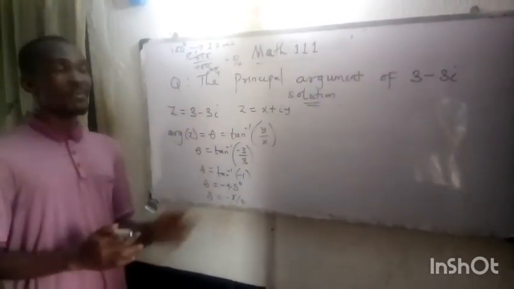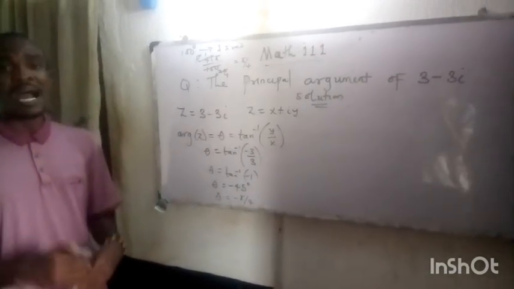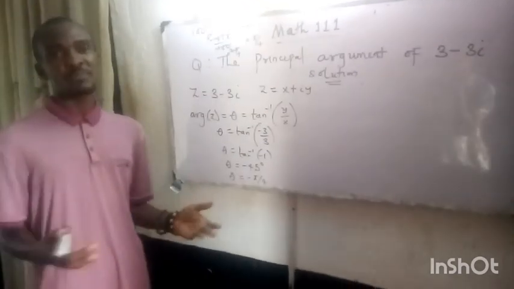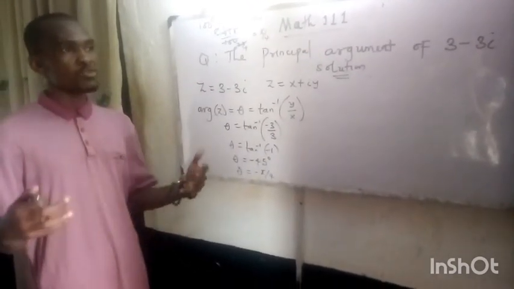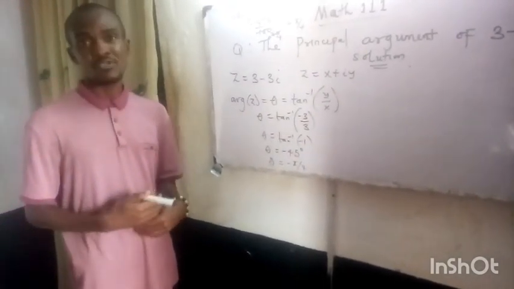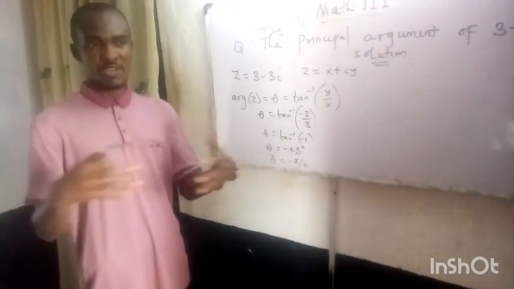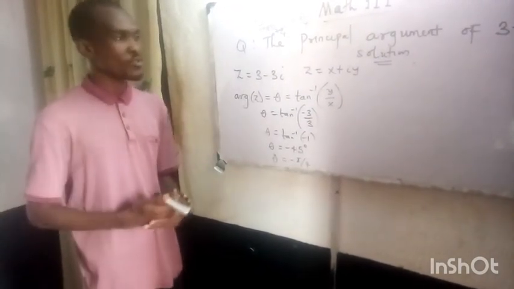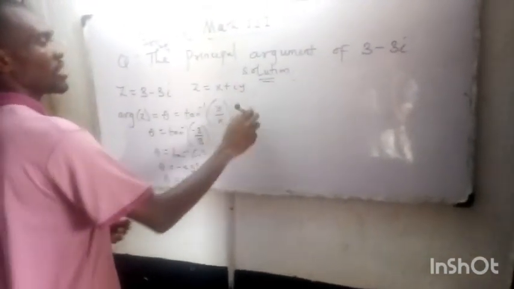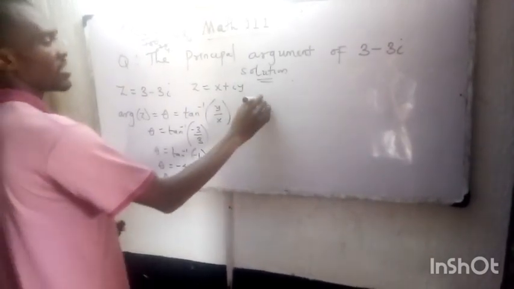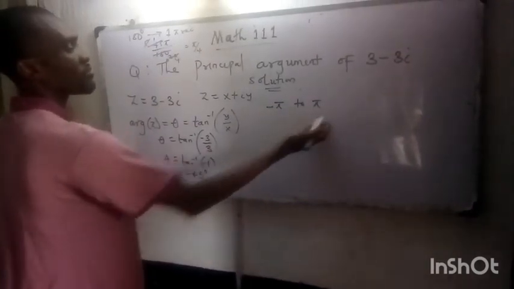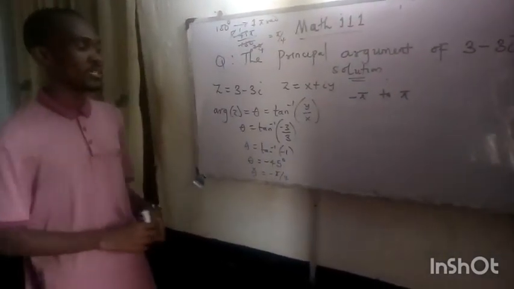But the question is demanding the principal argument. So how are we actually going to get the principal argument? Now, the idea of the principal argument is to be able to restrict the values of our argument to a particular bound. So for us to get the principal argument, we must note that the principal argument lies between minus pi to pi.